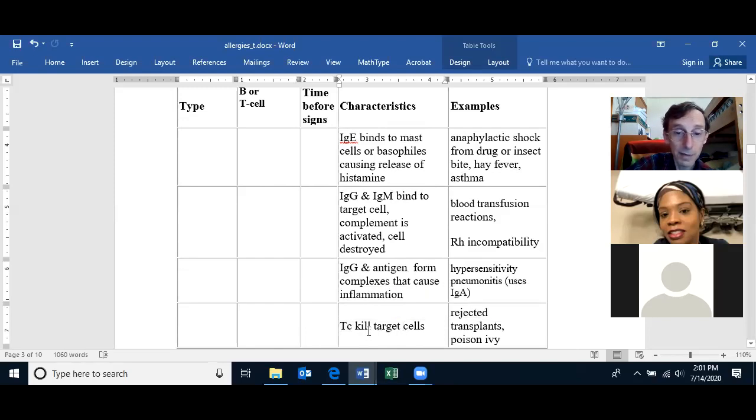Okay? The trouble is these are killing host cells, and it would be better if the cytotoxic T cells never responded to the antigen, because the immune system is just killing perfectly good host cells. Okay? Any question about any of that?